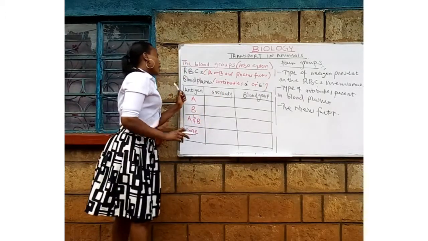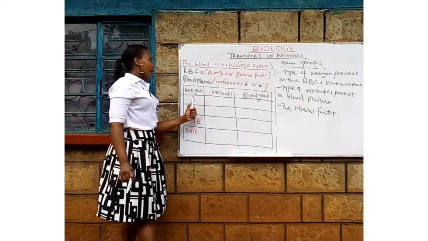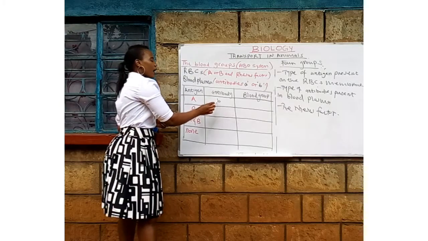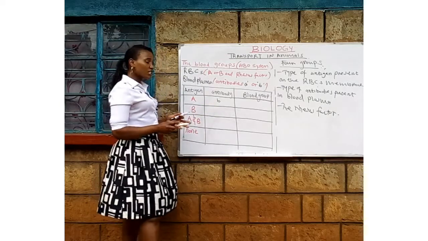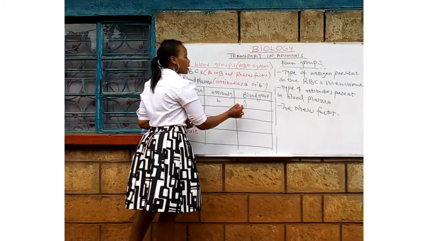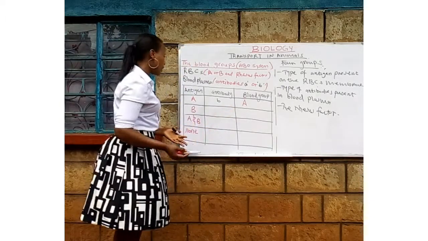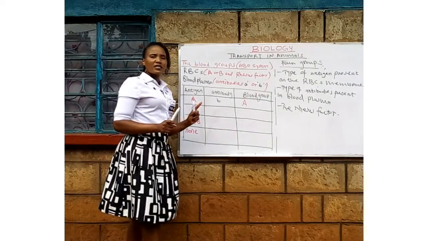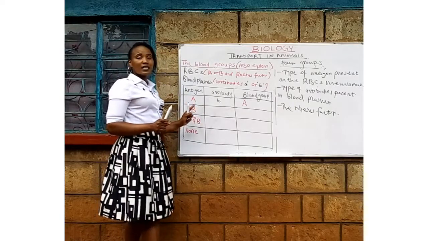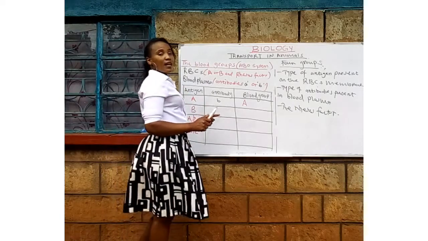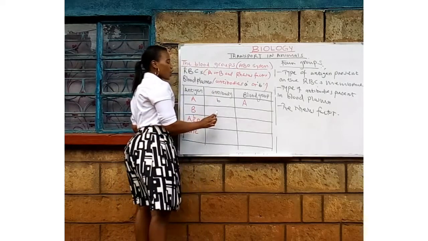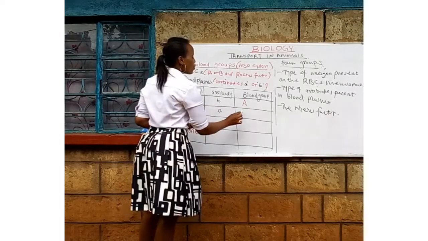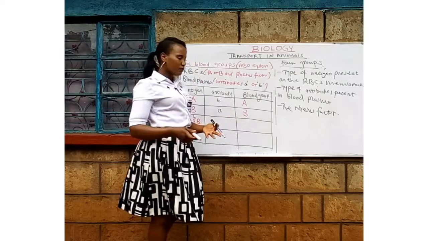Now, if there is presence of antigen A in the red blood cell, then we will have antibody B, and the corresponding blood group will be blood group A. I know you have heard of people with blood group A. If the red blood cell of a person contains antigen B, then the antibody present in the blood plasma should be antibody A, and the corresponding blood group will be blood group B.